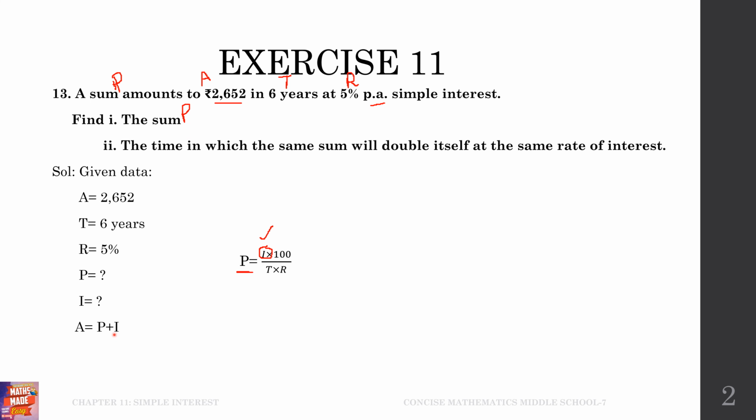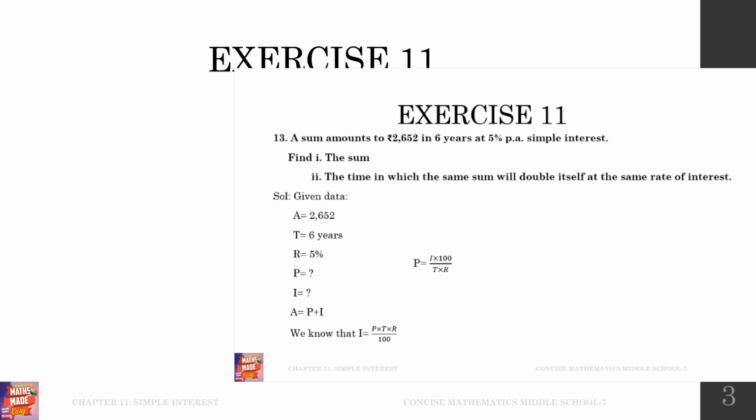But by replacing this I in this formula, we know this formula, right? We know that I is equal to PTR by 100, by replacing this, right? By replacing I with this one. See, you don't need to find the interest value, but you will get the P value directly by substituting this I is equal to PTR by 100 in place of I. A is equal to P plus, nothing to worry children. This is what I have written. And what is I? I'm just replacing I with this formula, P into T into R by 100. So this is what I have done.